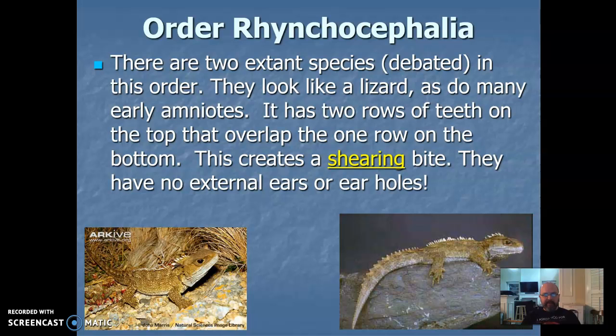The rhynchocephalian that we know of, this tuatara, is known for having two rows of teeth that overlap on the top and then one on the bottom, so they kind of make almost like a scissor joint that allows them to shear and cut when they bite. They have no external ears or ear holes, so they're kind of an anomaly, with some characteristics that make them stand out as different from lizards.